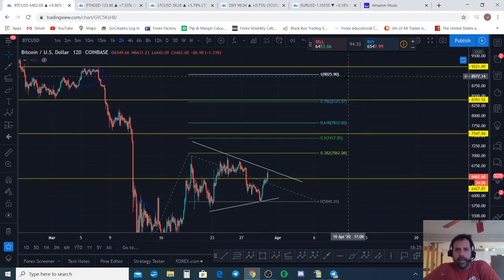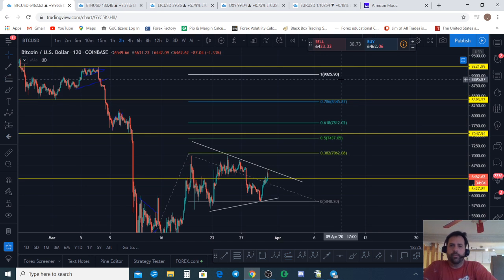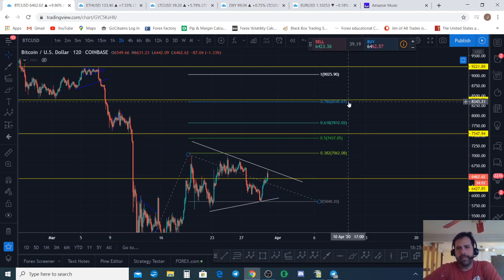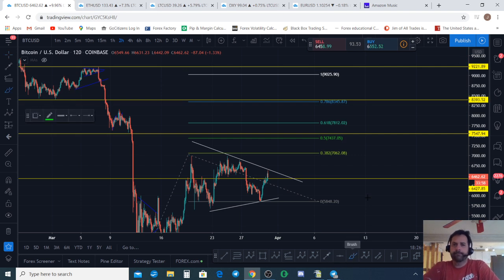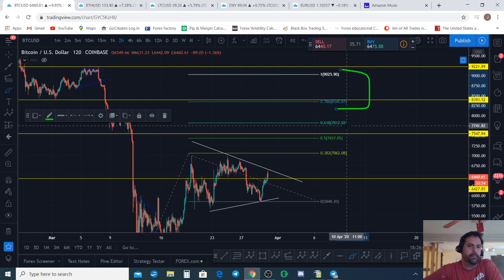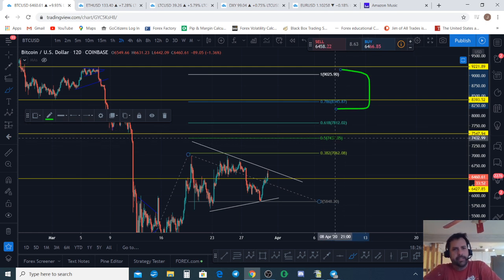All right, so this would be if this is finished. We've got $9,000 as the 1-to-1 extension. 83.45 is the 786. Interesting fibs there. Not inclined to believe those, but it is possible it could come back up and break that 9,000 region.